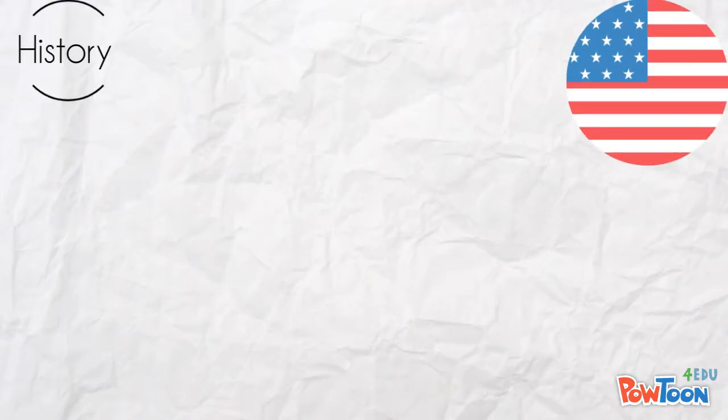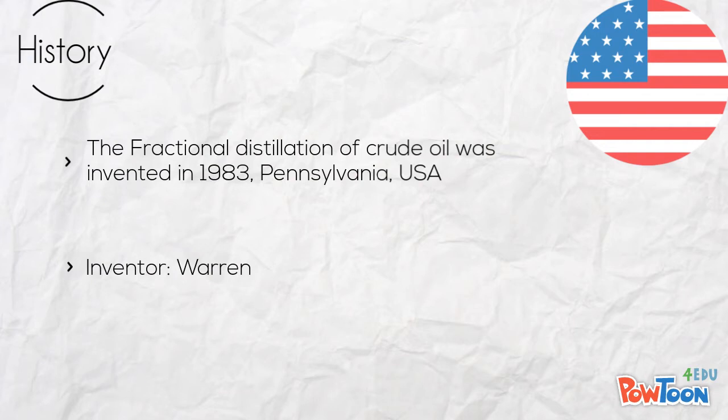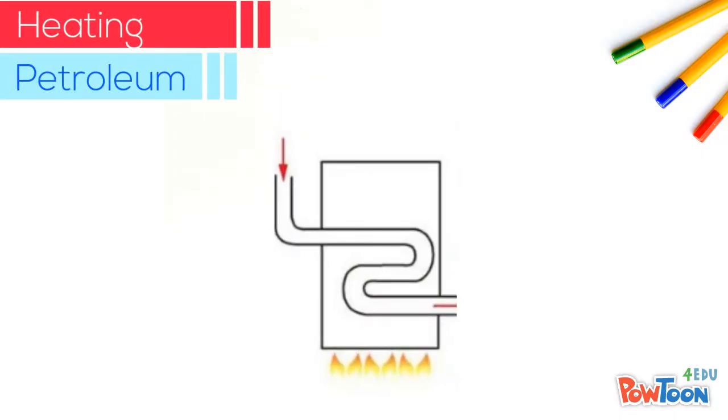The fractional distillation of crude oil was invented in 1983 in the state of Pennsylvania in the USA by a person called Warren. The fractionation of petroleum is quite complicated.